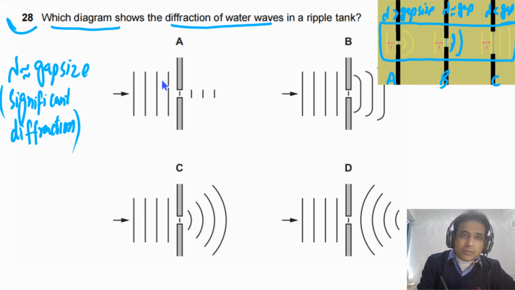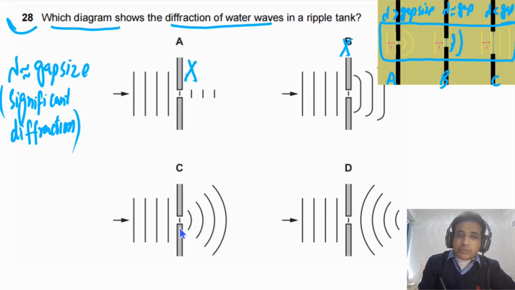If we have this in our mind, now we can answer the question. If you look at the first one, lambda is greater than gap size, so there has to be a lot of diffraction, but this shows no diffraction, so this is not possible. And in this one, again lambda is greater than gap size, but this shows very little diffraction, very little bending, so this is also not possible.